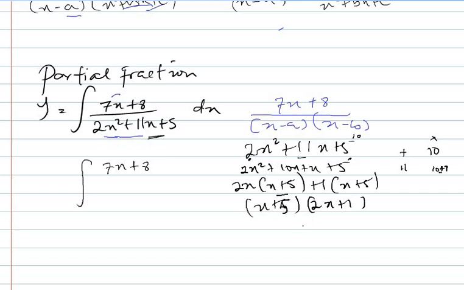So this is how we factor the denominator. Instead of this, we can put this. So we have (x plus 5) times (2x plus 1), then dx.